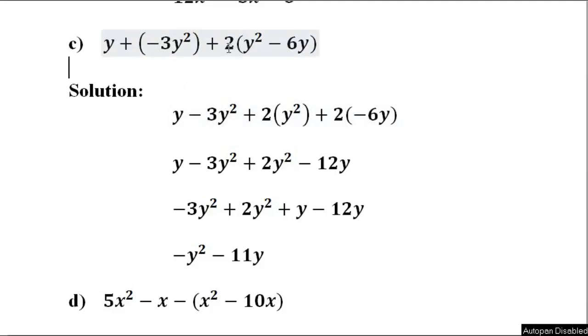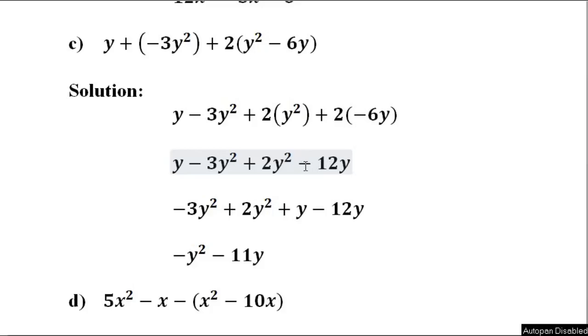And now positive 2, and then in parentheses y squared negative 6y. We are going to do this by using the distributive property. So I'm going to take that 2 on the outside of the parentheses and distribute it to the y squared and to the negative 6y. So we have 2 times y squared plus 2 times negative 6y. 2 times y squared gives us 2y squared. And positive 2 times negative 6y gives us negative 12y.